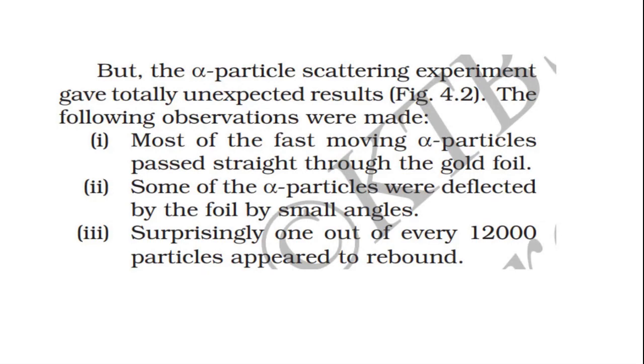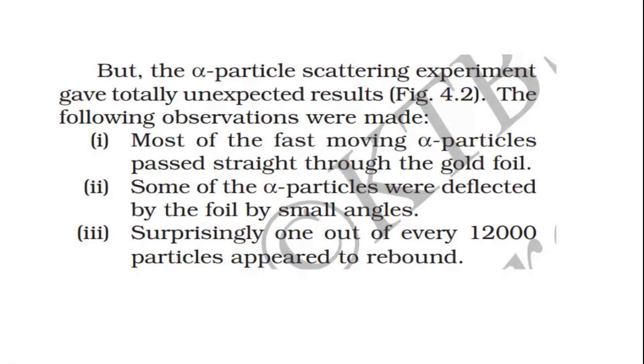Very good. What did you understand from this? So the alpha particle scattering experiment. What happened? Some of the alpha particles passed straight, ma'am, and some of the alpha particles were deflected, and very few alpha particles rebound. Rebounding. So they're going straight and coming back.